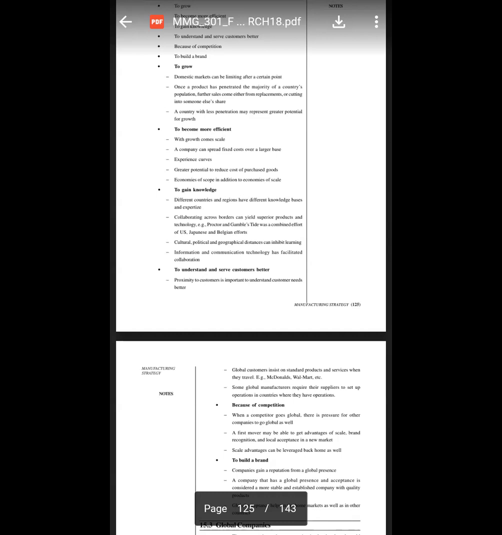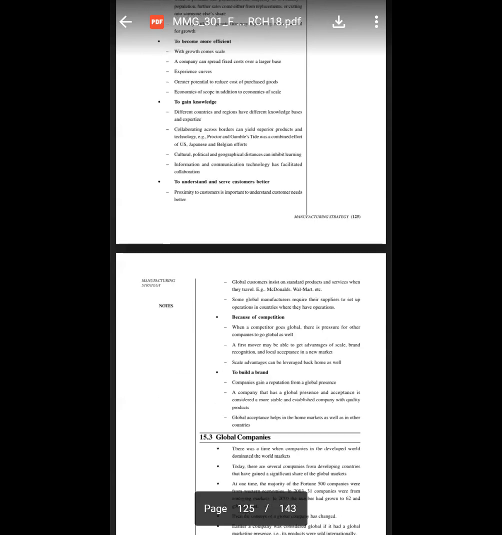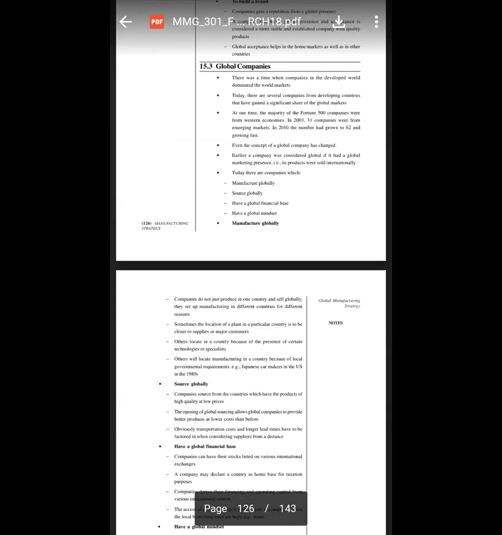Okay, to grow, to become more efficient. With growth comes scale. The company can spread fixed cost over a larger base, experience curve, greater potential to reduce the cost of purchased goods, economies of scale, in addition to economies of scale. So these are the important things which they have told.